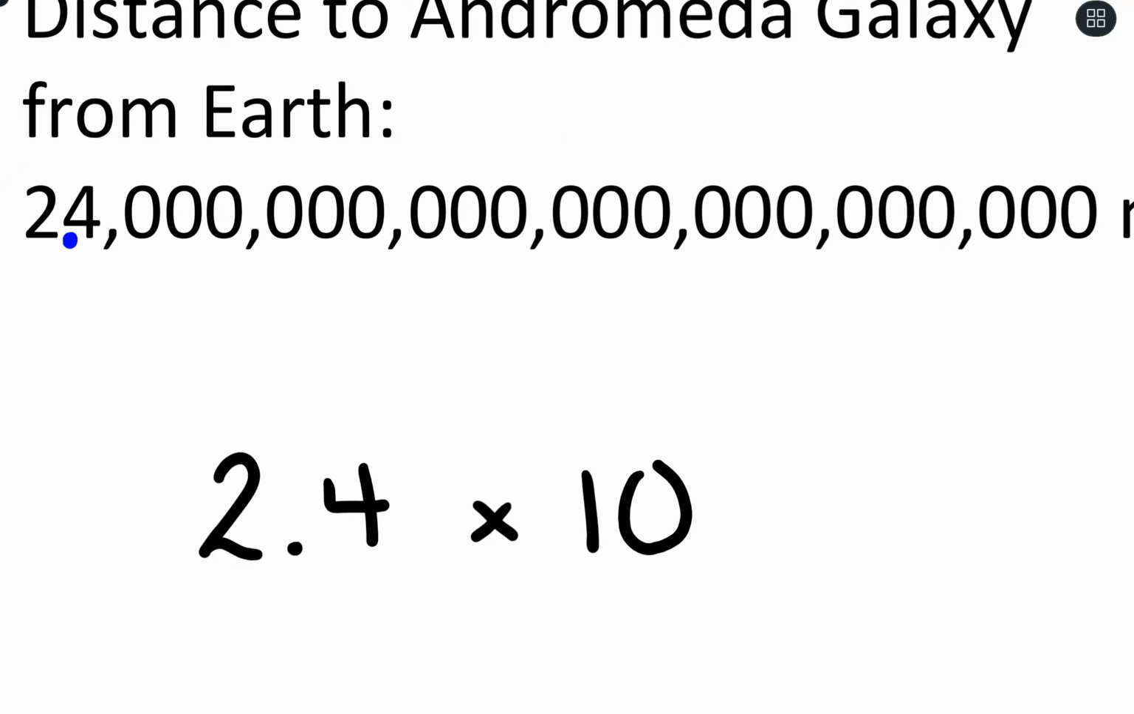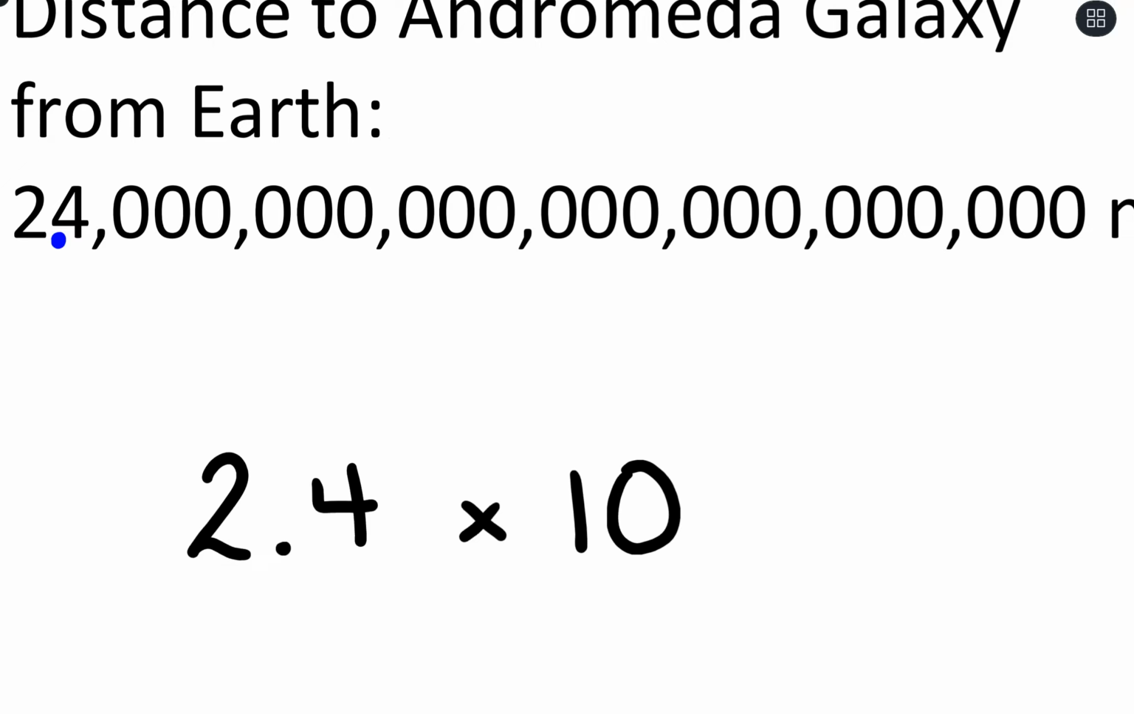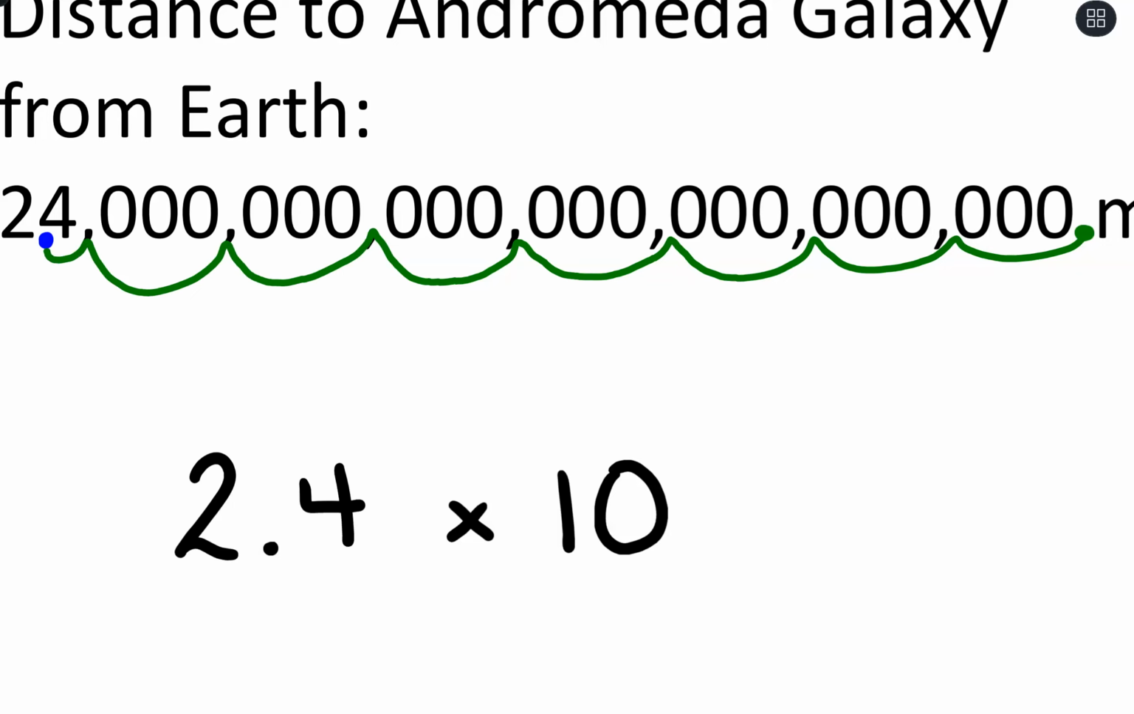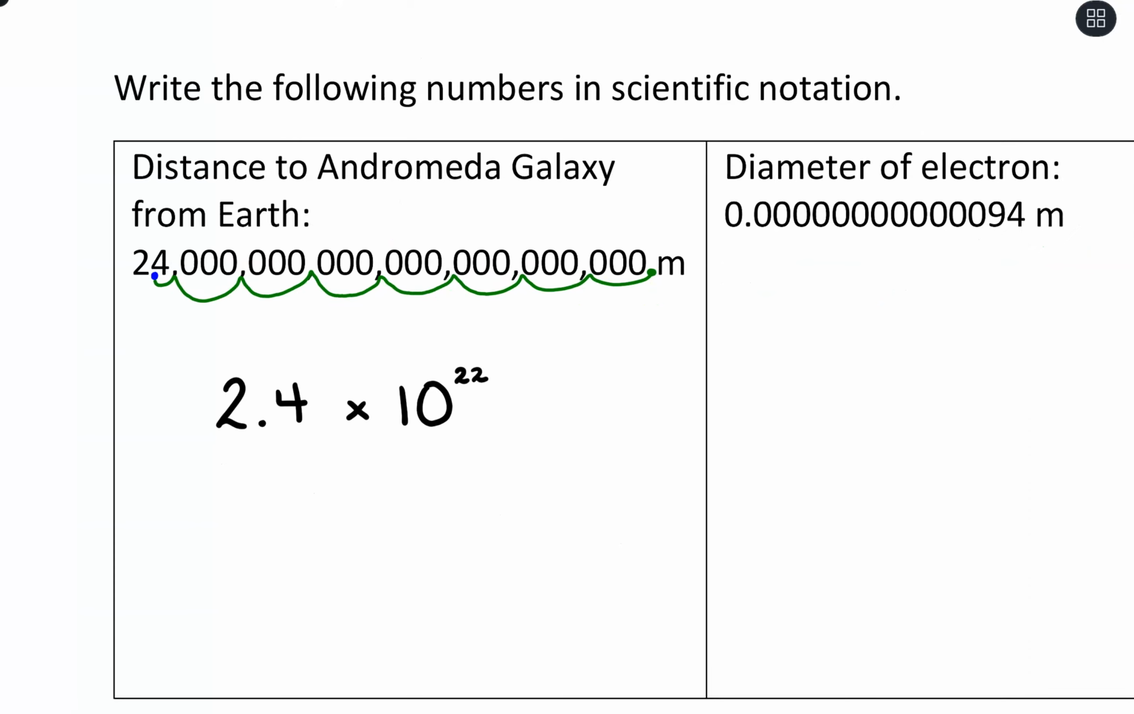Okay, times 10, and then I need to figure out how many spots am I moving to the right-hand side. So I'm going to look at these groups of 3 to help out, because what I need to do is end up over here. So 3, 6, 9, 12, 15, 18, 21, 22. So we need to move 22 spots to the right-hand side. And there's our scientific notation.